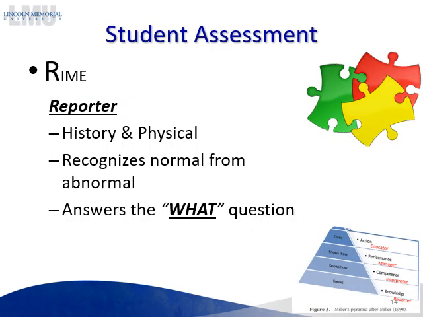We're going to go into a bit of detail now on each one of these 4 categories. The R, reporter. They can answer the what question. They have pieces of the puzzle that they can identify, but these folks might not quite know how to align these pieces to show the clear picture, but they certainly can identify normal and abnormal.